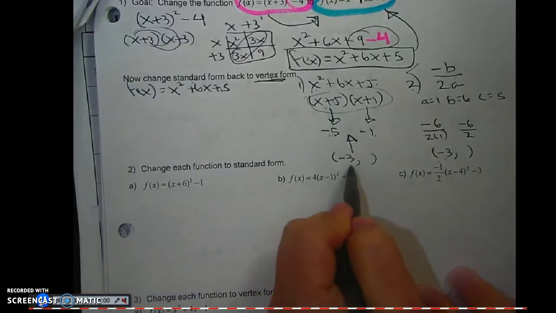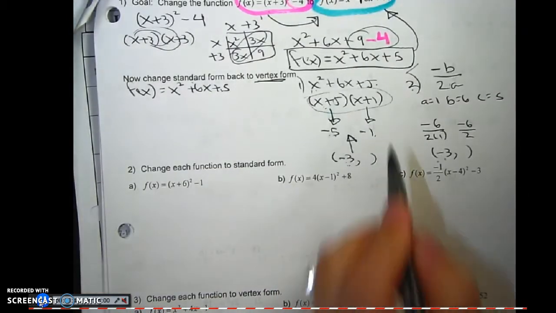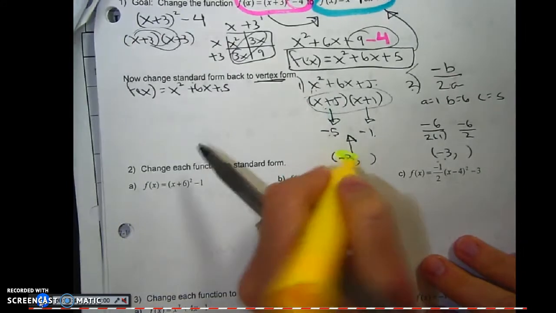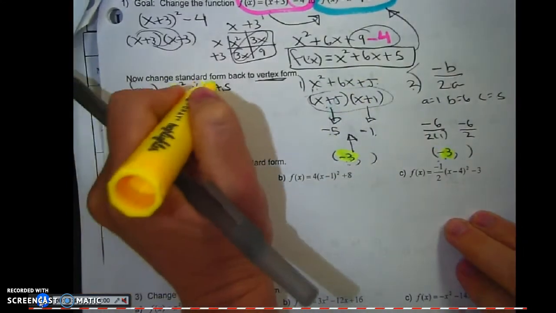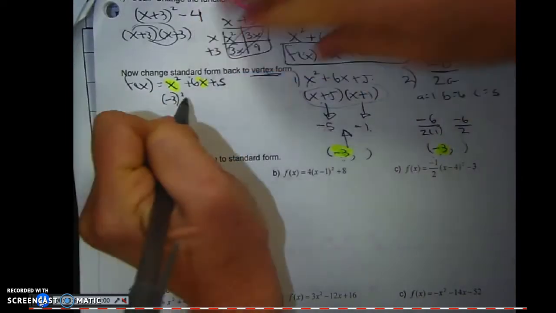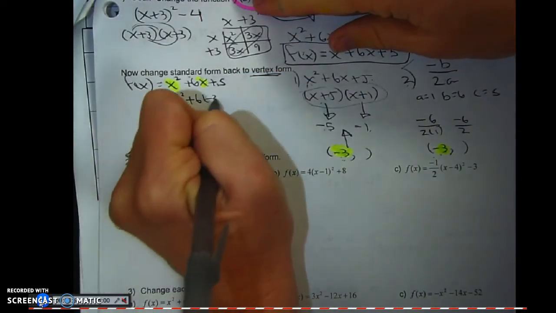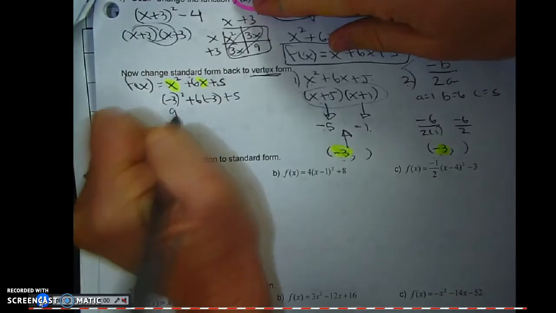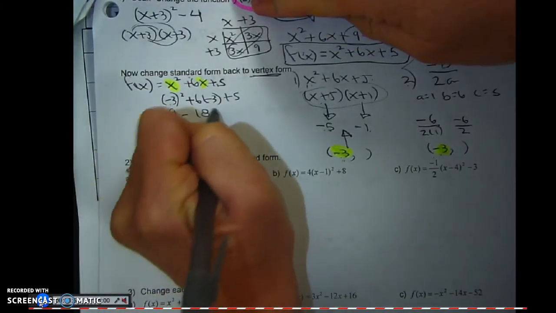Okay? So if I'm going to do that, I have the x value, but now I need to find the y value. So I could take that x value, and I plug it in. And I'm going to go -3 squared. Always put your negatives in parentheses. Otherwise, it will make a mistake. A negative times a negative is a positive.